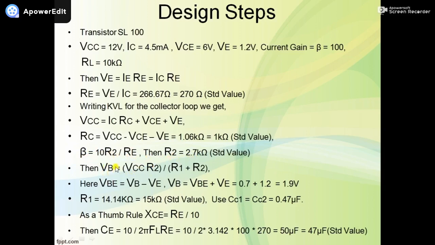The next thing is the voltage VB. It is the voltage at the base terminal. We write this VB voltage according to the voltage divider biasing method. That means VB is equal to R2 divided by R1 plus R2 into VCC.